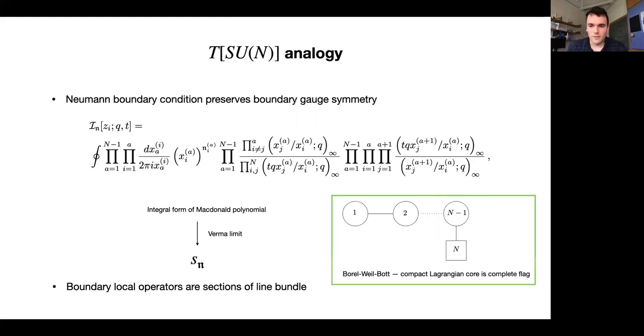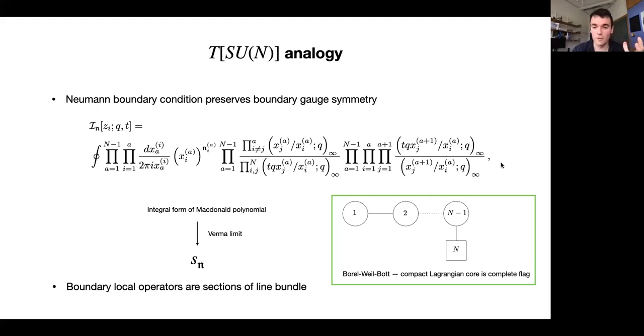So before I talk about the ADHM theory, I wanted to talk about a slightly easier analogy, which is the cotangent bundle to the complete flag. The first thing is that the Neumann boundary condition preserves boundary gauge symmetry. When we set the gauge field to a constant value, we broke the gauge symmetry on the boundary, but now we have to integrate over gauge invariant operators up to the Wilson line charge. And so we get a contour integral form for the half index of the Neumann boundary condition. And for the T[SU(N)] theory, this is the particular operator count that you get.